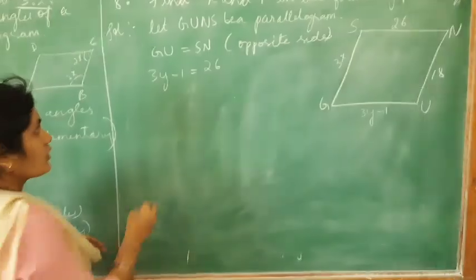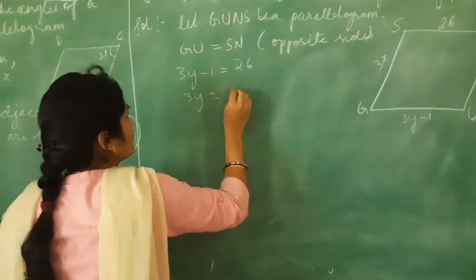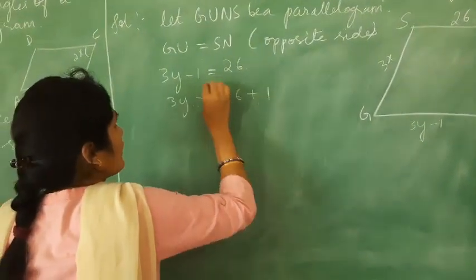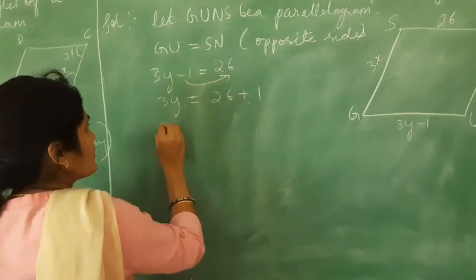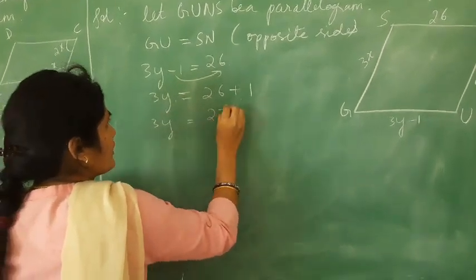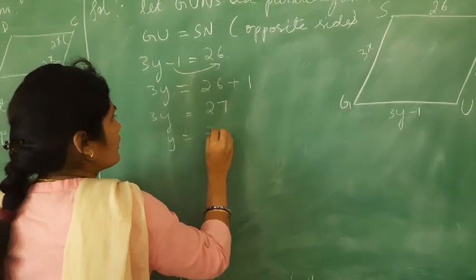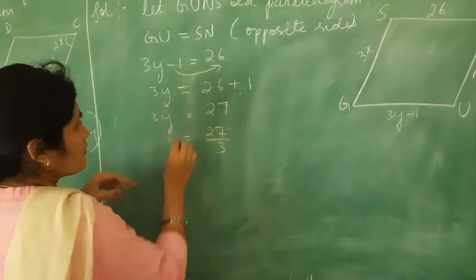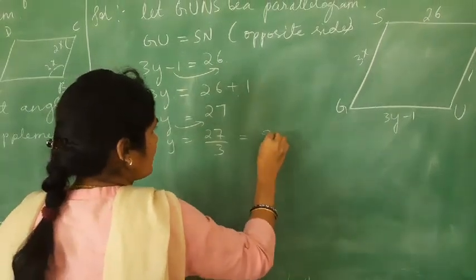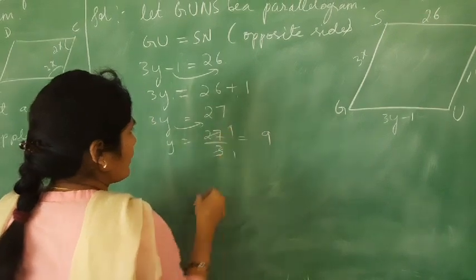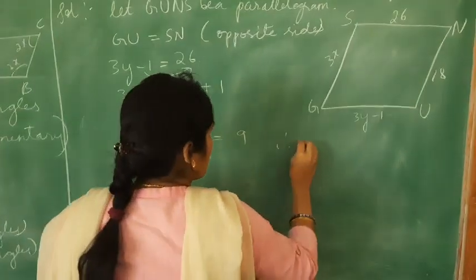Now solve the equation. 3y is equal to 26 plus 1. Transpose this minus 1 to the RHS. 3y is equal to 27. y is equal to 27 by 3. Transpose this 3 to the RHS. This is 9. 3 ones are 3, 3 nines are 27. Therefore, y is equal to 9.